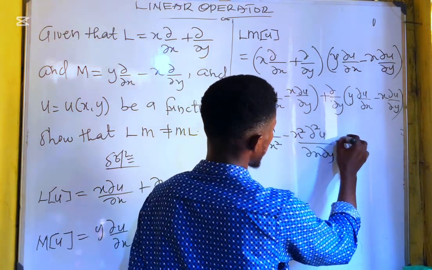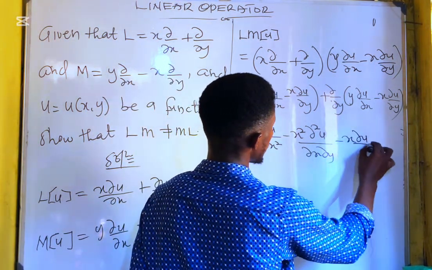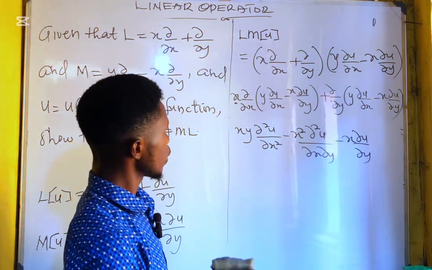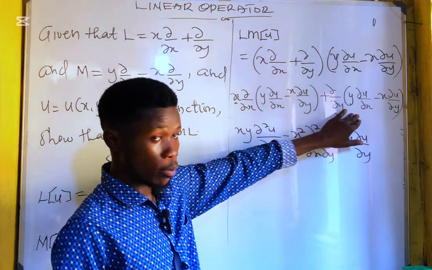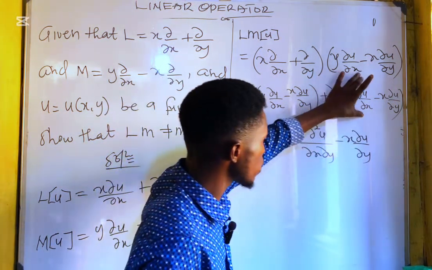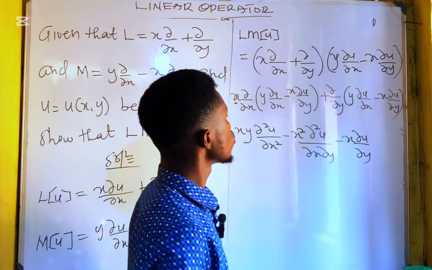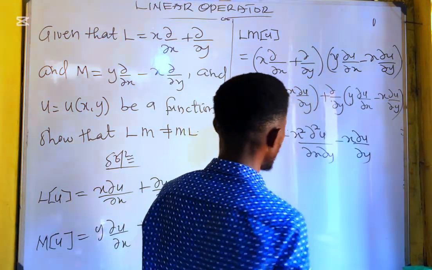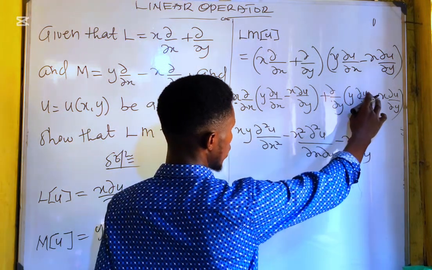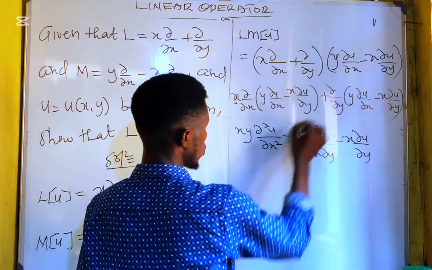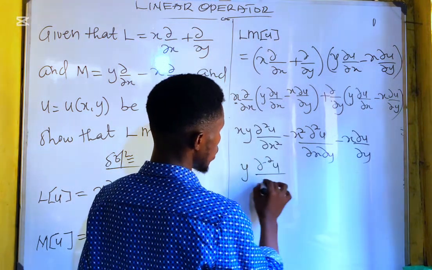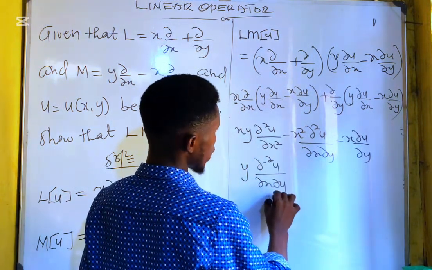So I'm going to have minus x ∂u/∂y. I'm done with that one. Now I'm moving to this place. Have you seen what I'm doing? Here the ∂y means I'm differentiating everything with respect to y. So if everything is with respect to y, let me hold this and differentiate this, okay? So this place is going to be y ∂²u/∂x∂y.